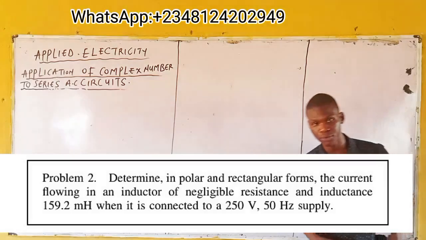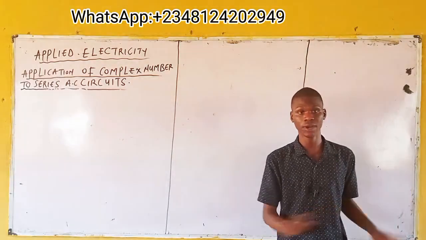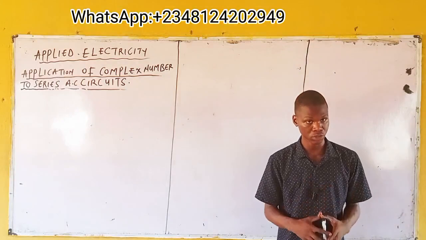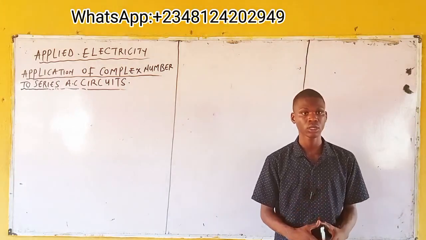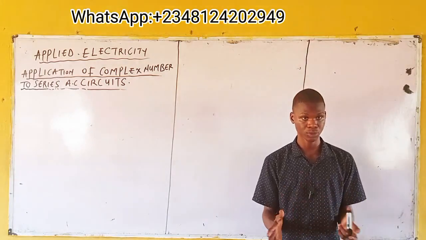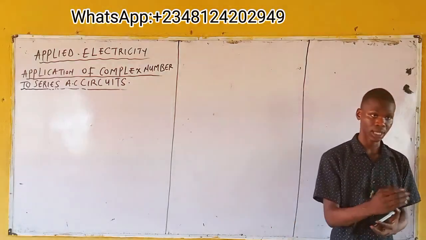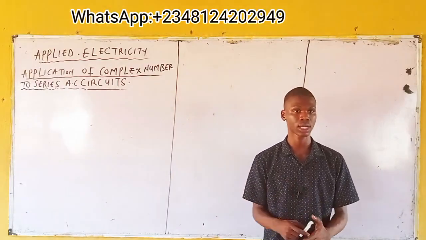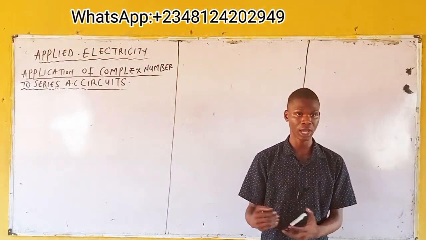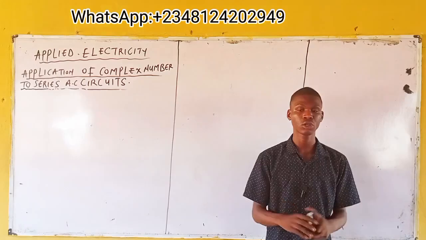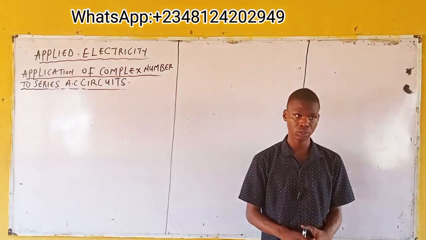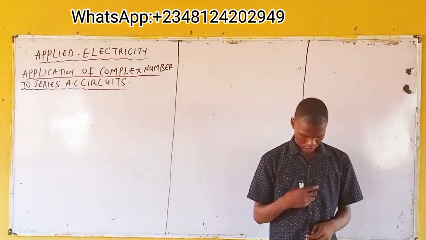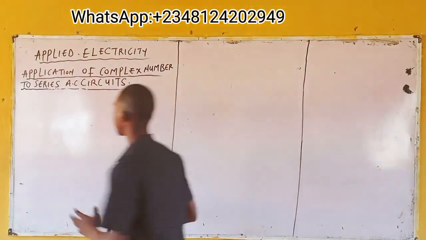Now let's interpret. Whenever you are given a question, try to understand that question. Know the parameters given and know the parameter you are looking for, meaning the unknown parameters. Then, after doing that, draw your circuit diagram. Now let's interpret that question.